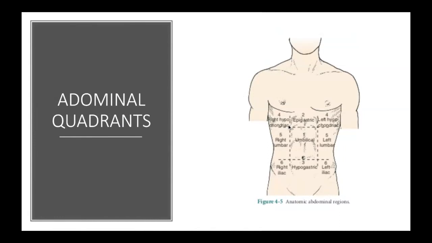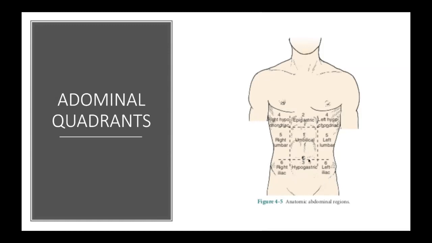So here's just a quick example about the abdominal quadrants. So you'll see here the right hypochondriac, the epigastric, the right lumbar, the umbilical, the left lumbar, the right iliac, the left iliac.